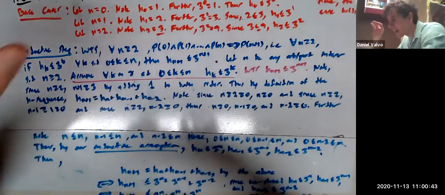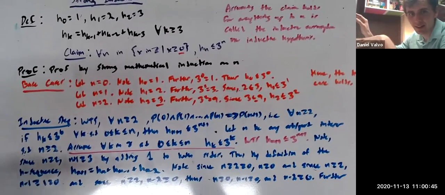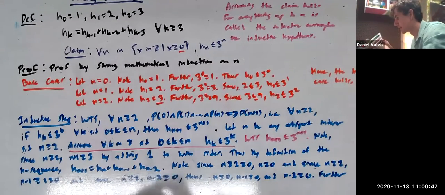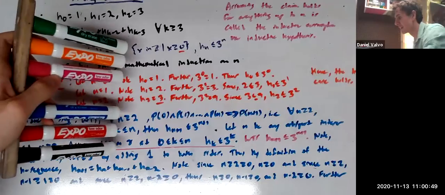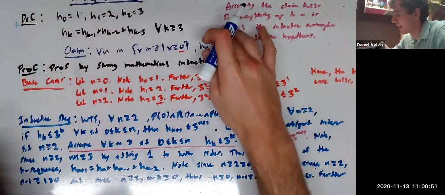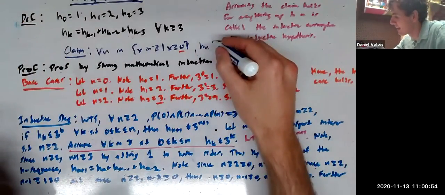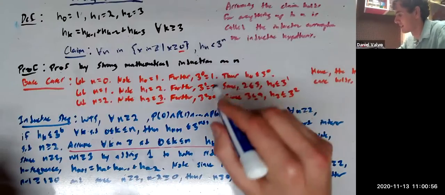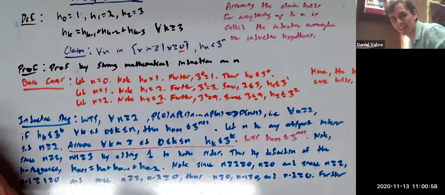So now let's kind of forget this, but not really. What would happen if we change this claim slightly to: for all n and x and z, x equal to 0, h of n is less than 3 to the n?